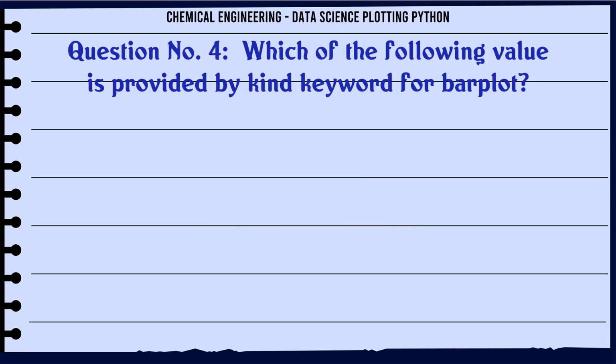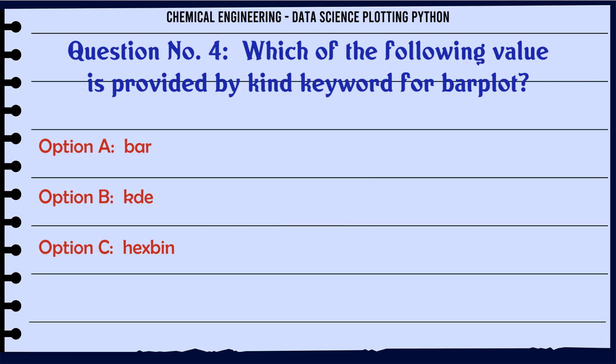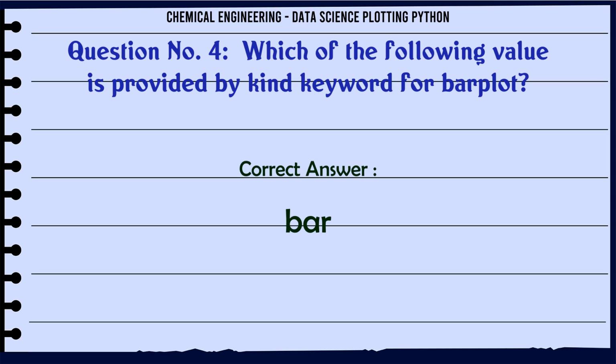Which of the following value is provided by kind keyword for barplot? A. Bar. B. Hexbin. C. Hexbin. D. None of the mentioned. The correct answer is bar.